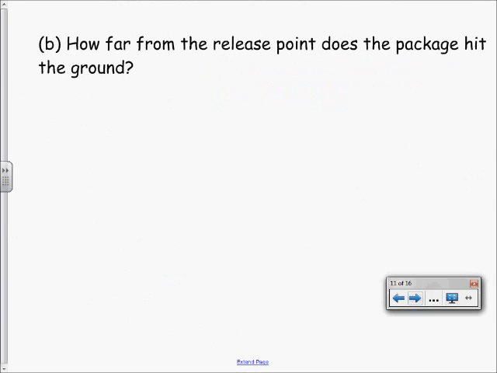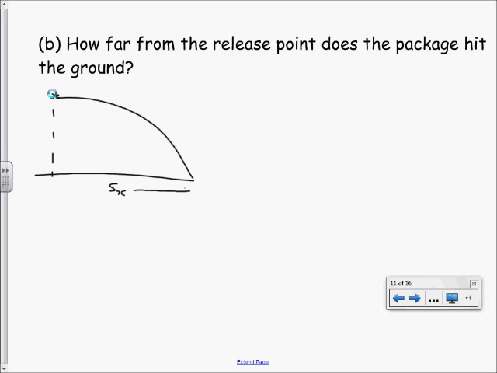Next part of the problem, how far from the release point does the object hit the ground? All right, so there's the release point again. This time, if that's the release point, we want to know this distance. Let's call it SX, the distance in the X direction. So let's think about that. This one, we're dealing with the horizontal motion. So this time consider horizontal motion only, and that makes it a very easy problem.